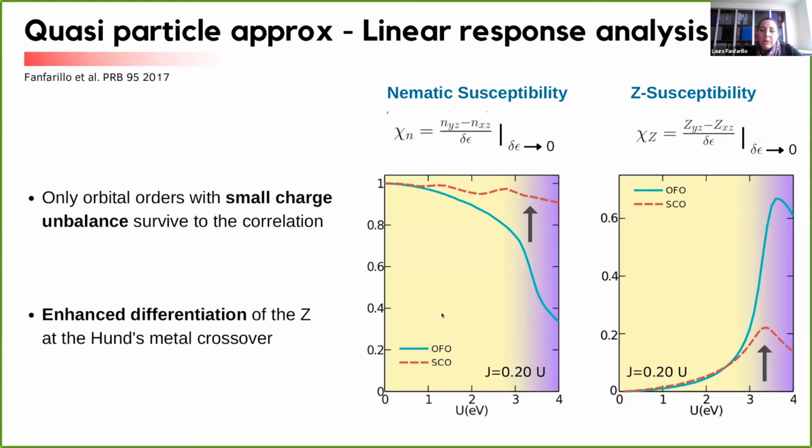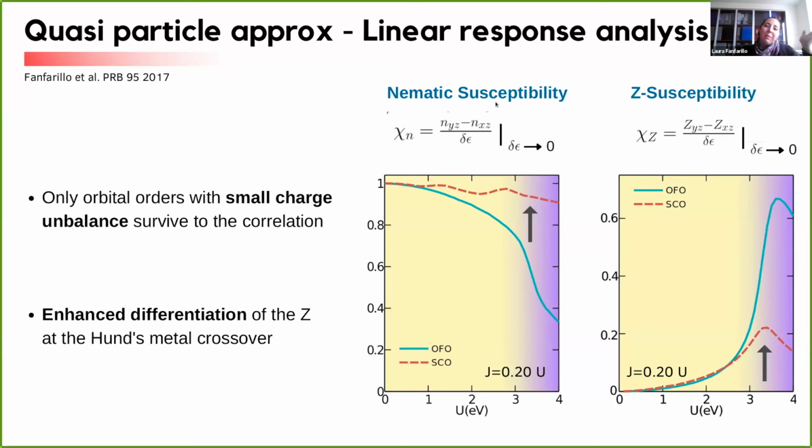What we found, comparing the results for the sign change orbital perturbation and the ferro orbital perturbation, is that from one side they do the same as far as the Z is concerned. If you plug in an orbital differentiation between the YZ and XZ orbitals due to the nematic perturbation, the Z's want to enhance their differentiation. You see that in the Hund's metal regime, this is U for large J, this color code is telling you that the Z is going down and having the Hund's phenomenology around this level. You see that exactly at the boundary, you have a peak of this Z susceptibility.